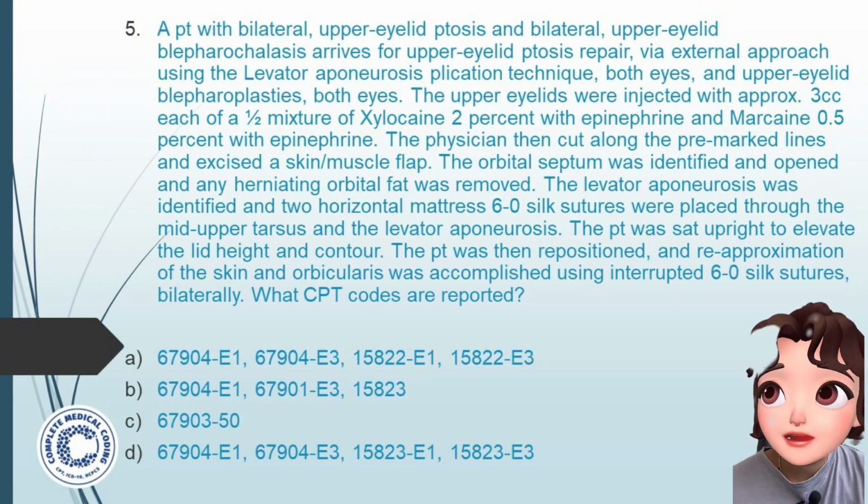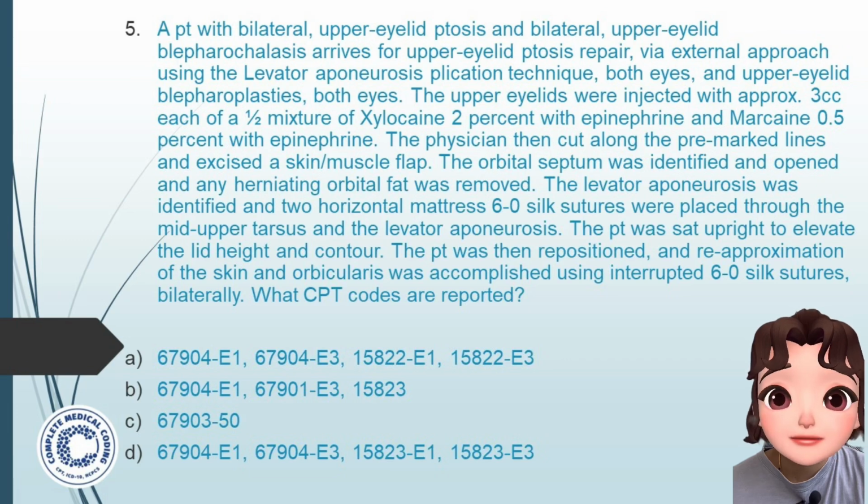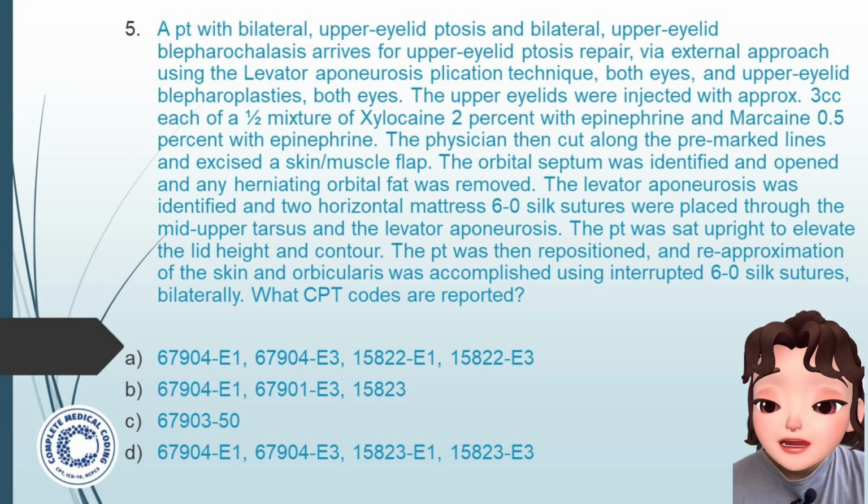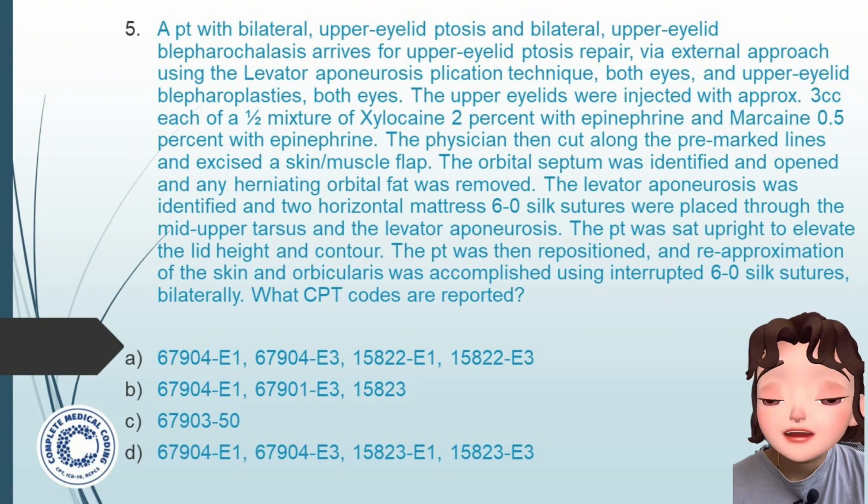the physician then cut along the pre-marked lines and excised a skin or muscle flap. So it means the physician has cut those marked lines and then excised the skin flap. The skin flap is excised. It means that is an excessive or extra skin which was present, that was excised. So that is what is mentioned in CPT code 15823, excessive skin weighting down lid. See, blepharoplasty upper eyelid with excessive skin weighting down lid. So this is excessive skin that has been excised. Okay. So you have to quote the blepharoplasty as 15823 with modifiers E1 and E3.